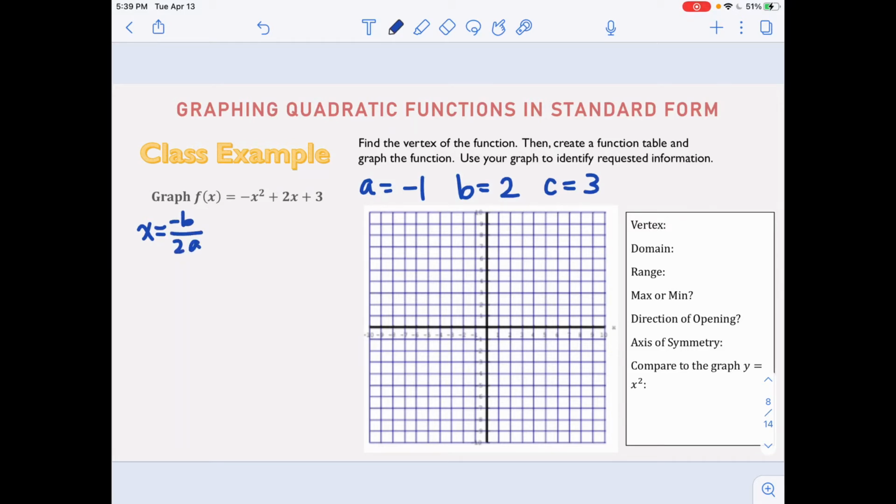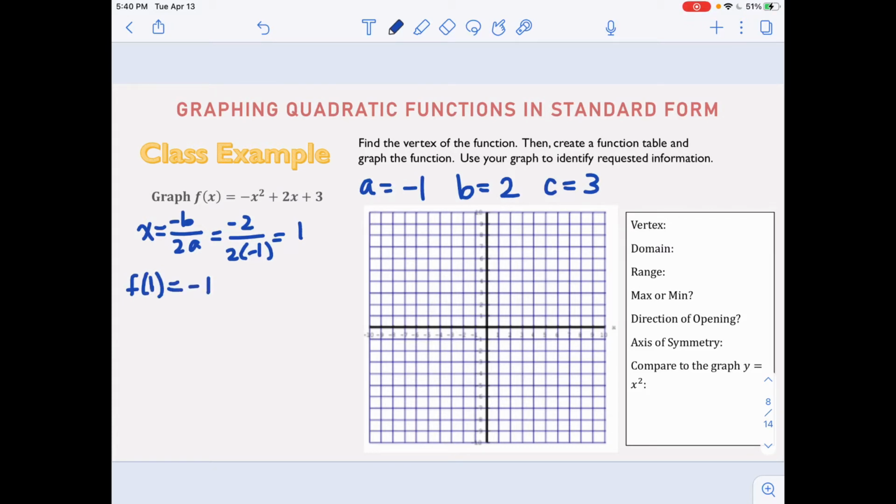So I'm going to plug in negative b, which is negative 2, over 2 times negative 1. We get negative 2 over negative 2, which gives me positive 1. Now that's just my x value. So now I need to go back and plug in and evaluate my function for f of 1 to get my output, or my y value.